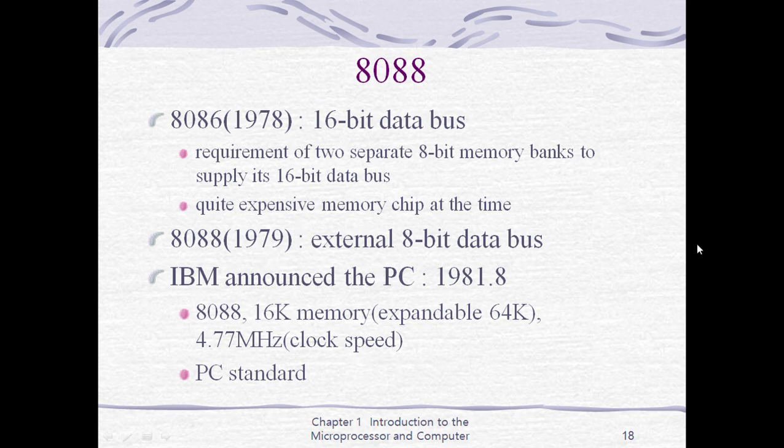IBM announced their personal computers in 1981, and they used the 8088 Intel microprocessor in their personal computers. They used 16-bit memory, which could be expanded to 64 kilobytes of memory with the clock speed of 4.77 megahertz. So these personal computers were quite popular, and they were using the Intel 8088 microprocessor.